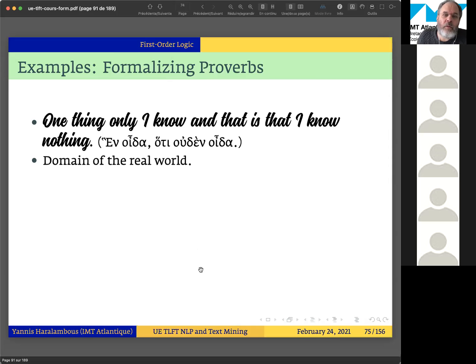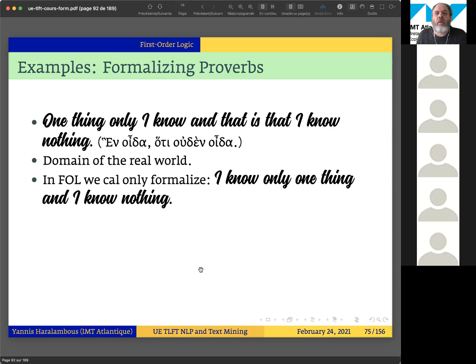Domain, the real world. Now, can I formalize this? What I will formalize is "I know only one thing," first sentence, and "I know nothing," second sentence. I cannot formalize the fact that the thing I know is the fact that I know nothing. This needs higher logic, more than first order logic. So let me formalize this sentence, which is a bit weaker than that one.